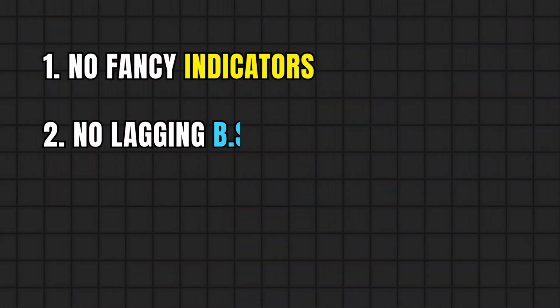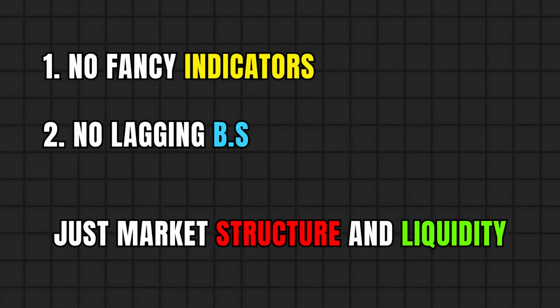I'm going to show you a very simple trading strategy that literally just uses market structure and liquidity. No fancy indicators, no lagging BS, literally just market structure and liquidity. This strategy can be used with any asset, any time frame, day trading, swing trading, whatever. If you understand the fundamentals of this, it can be applied to however you want to do it when it comes to attacking the markets, and especially with prop firms.